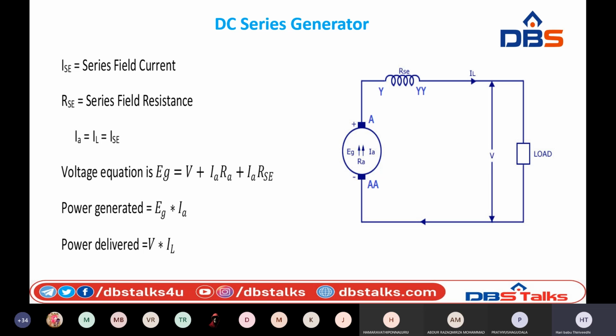Why am I putting IA again? Because ISC is also equal to IA. So that's why take a common factor of IA. EG is equal to V plus IA into RA plus RSC. That is the voltage equation, the EMF generated equation of this series generator. Power developed, power generated as usual. Where is power generated? Armature itself. Armature voltage multiplied by armature current. Power delivered, voltage multiplied by load current.